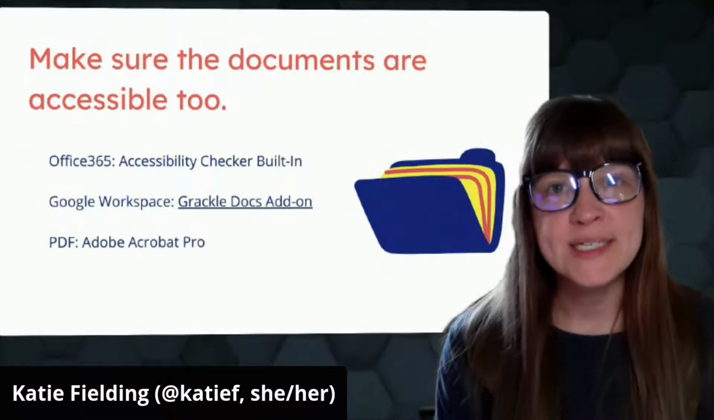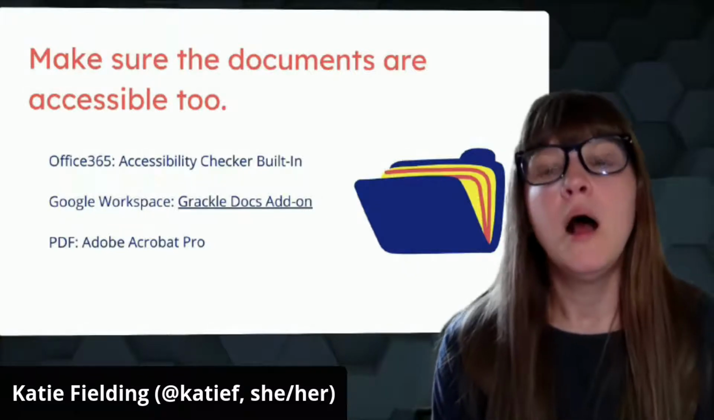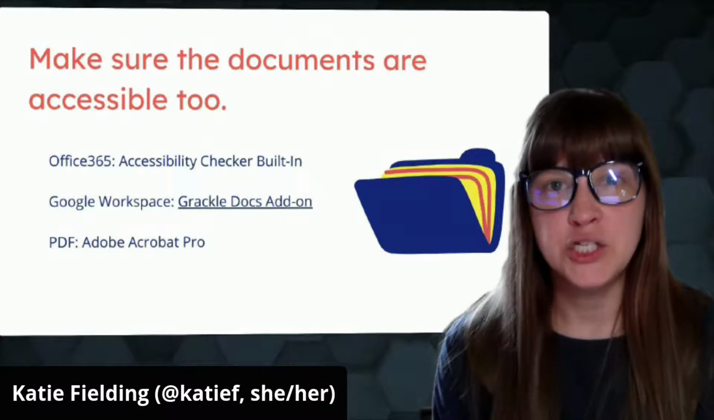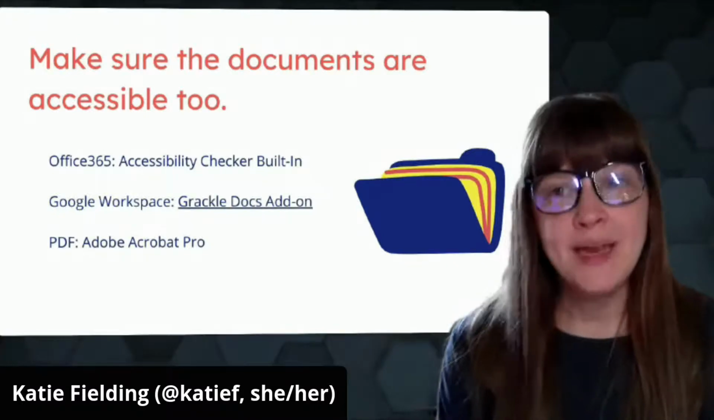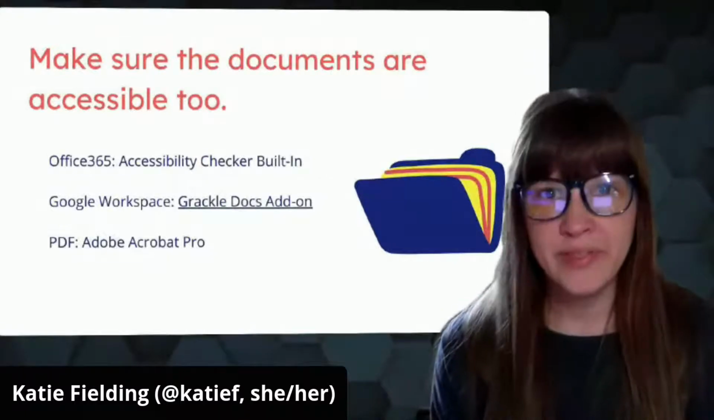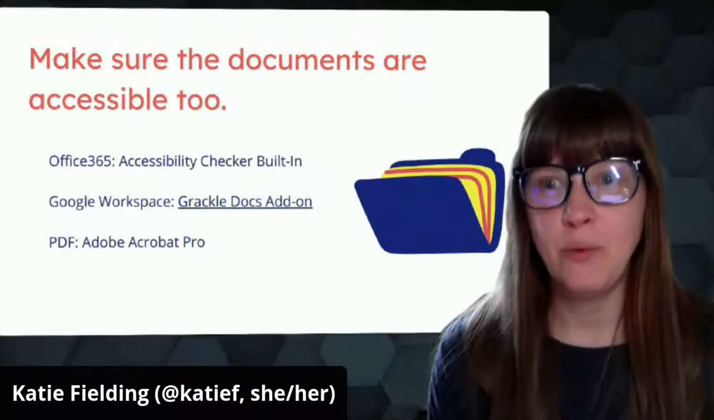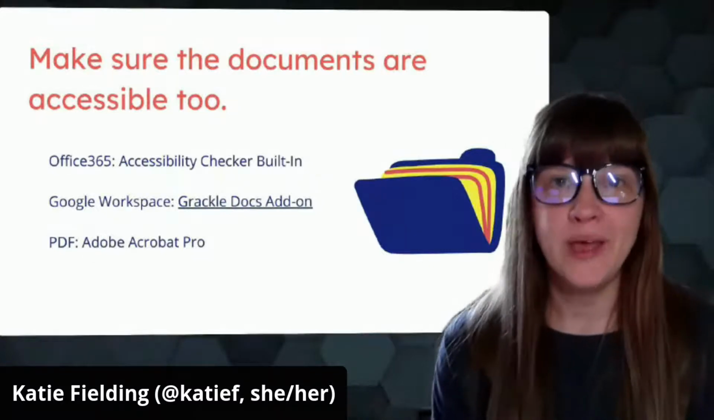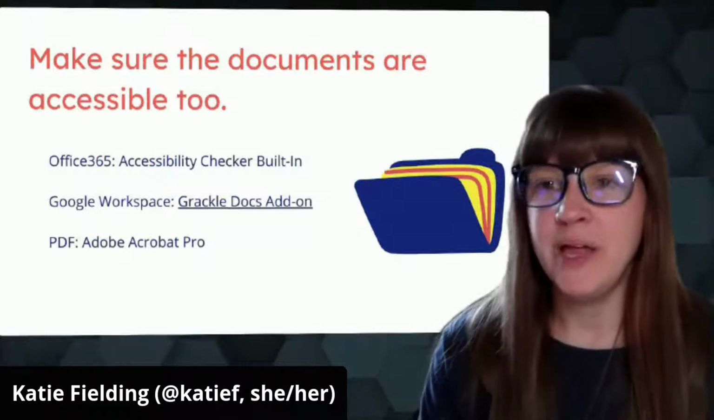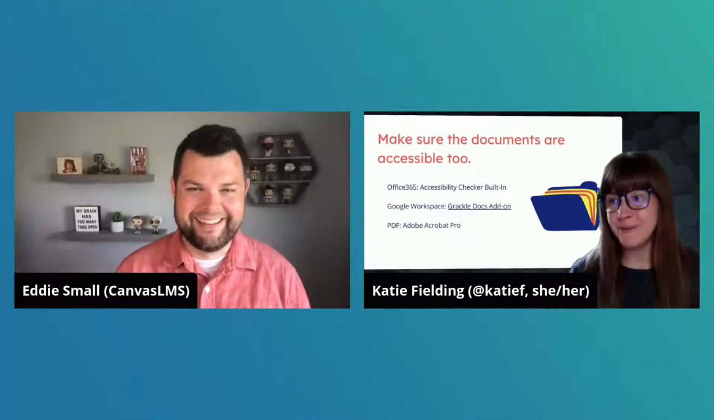Office 365 has the accessibility checker built into every tool. In Google Workspace, you can use the Grackle Docs add-on to check accessibility. And PDFs, if you have to use them, I avoid them at all cost because they are hard to do accessibility well. You use Adobe Acrobat Pro to make accessible PDFs, and you probably need a 5-hour class to teach you how to do that even minimally well.